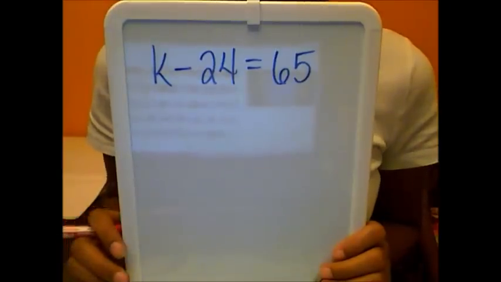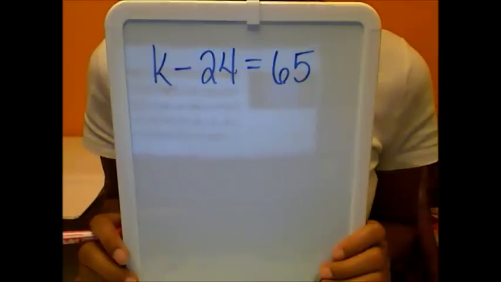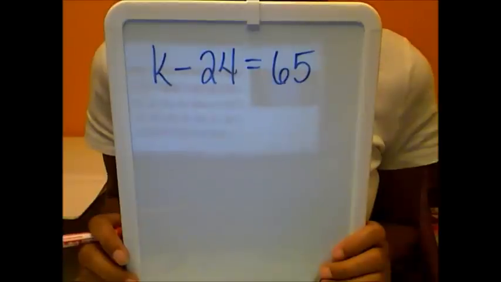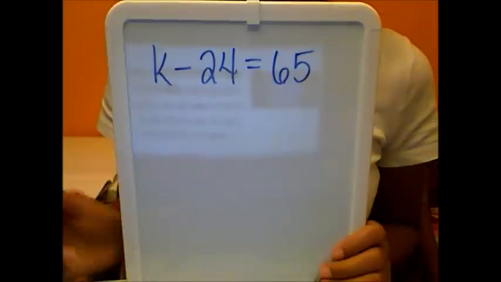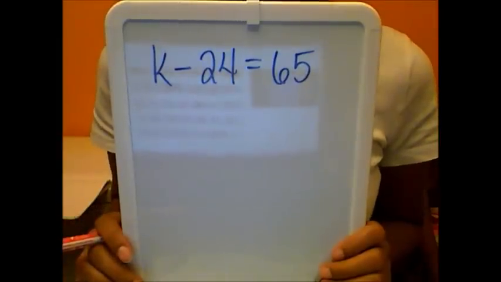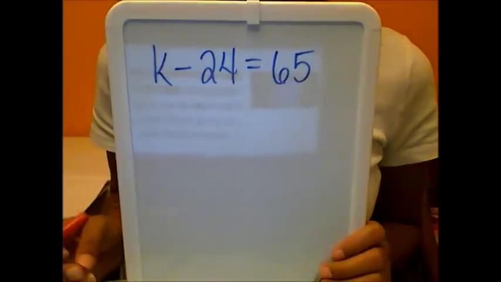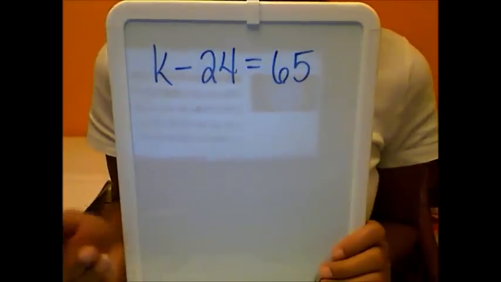Looking at this equation, if I were to ask you what the variable is, what would you say? I'm hoping that you said the variable is k. And if you said k, then that is correct. Now, the reason we refer to k as a variable is because at this point, looking at this equation, we don't know the value just yet. We don't know how much k is worth. So we use a variable in math anytime we don't know the value or anytime we have an unknown number.